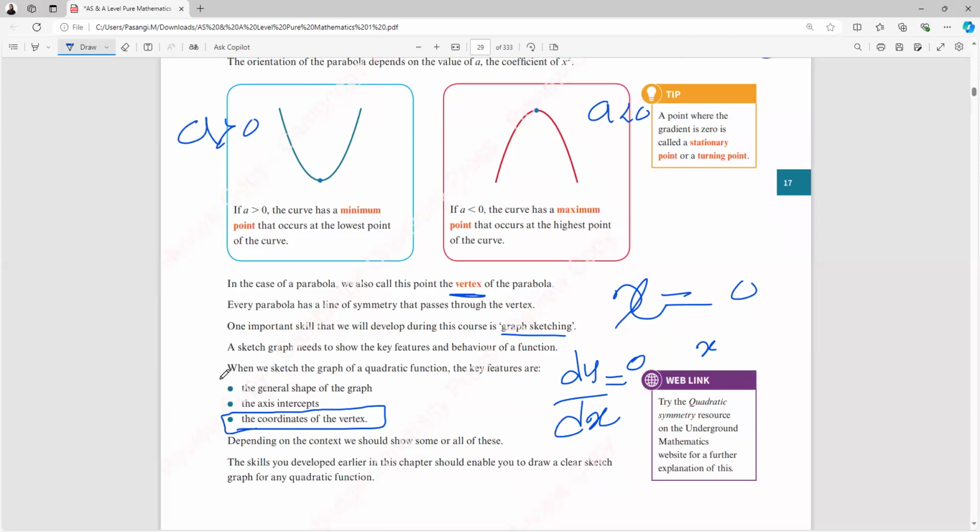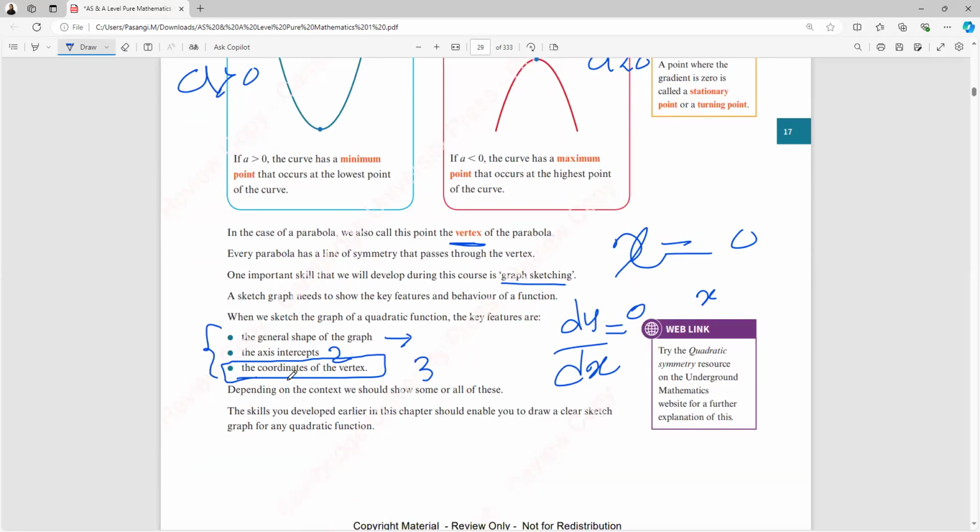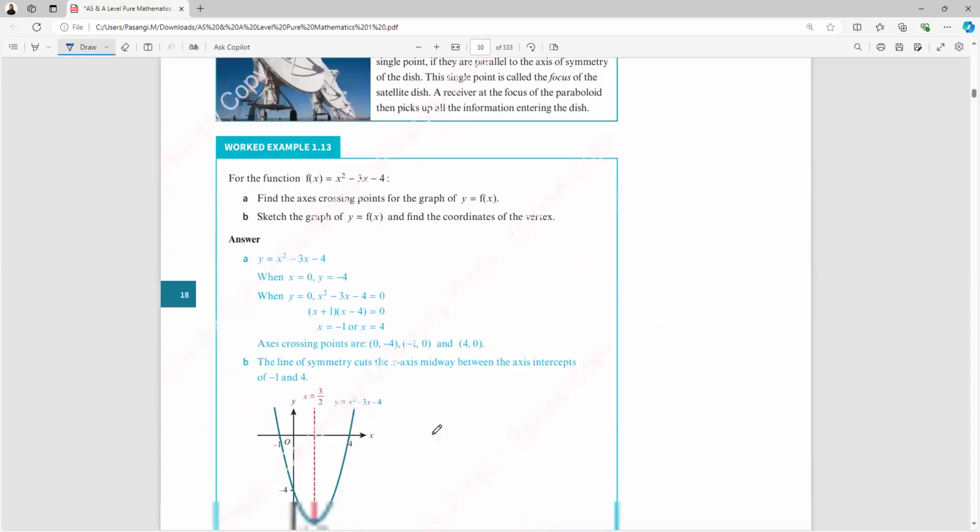Then from these three, we know the shape, we know the two axis intercepts, and also we know the coordinates of the turning point. So altogether we have 3 points and we know the perfect shape as well. By using these, we can sketch our graph. Then, depending on the context, we should show some or all of these. The skills you develop earlier in this chapter should enable you to draw a clear sketch graph for any quadratic function as well.